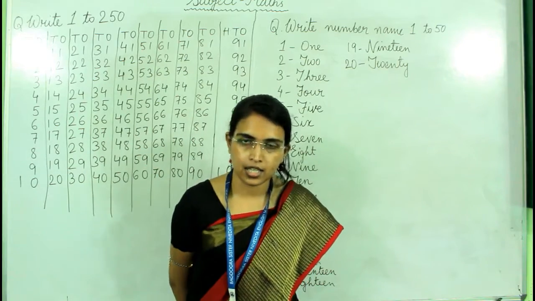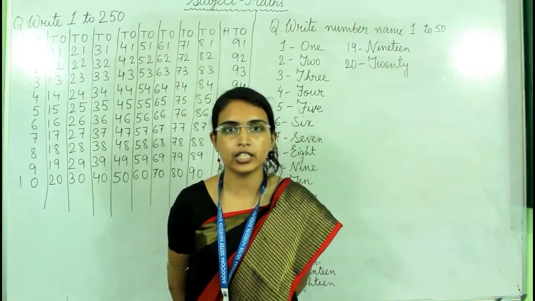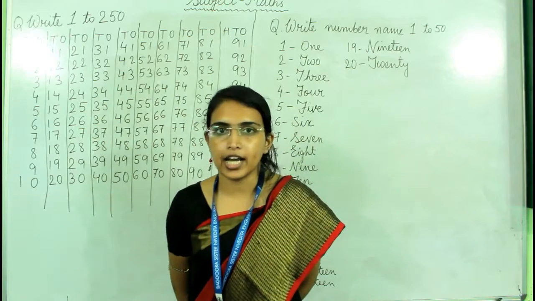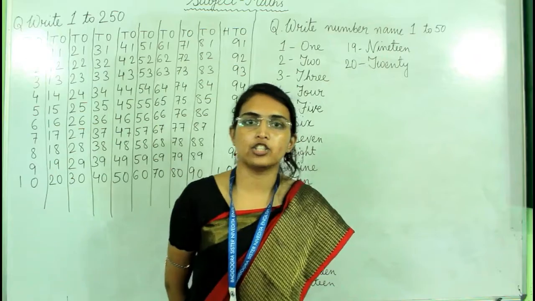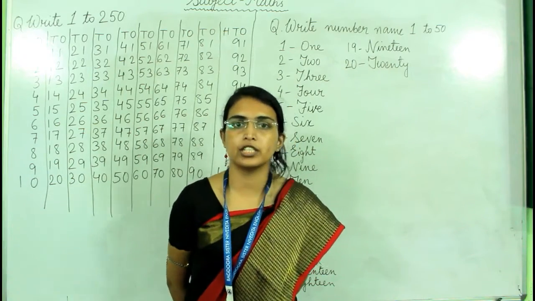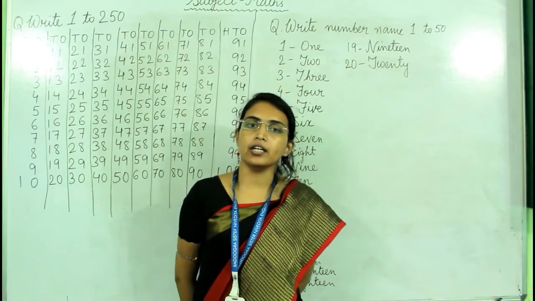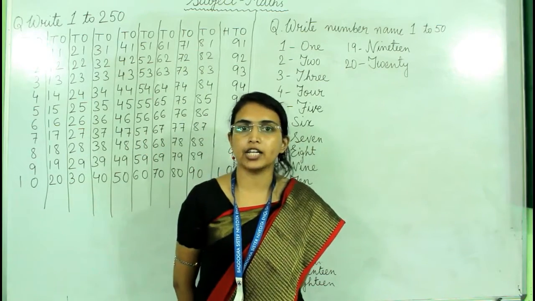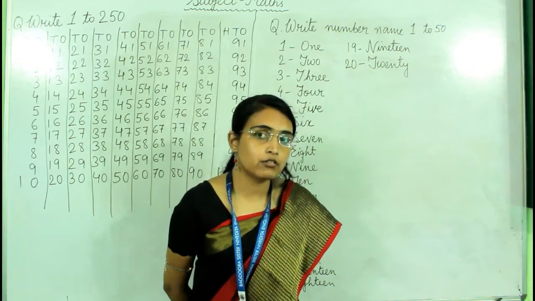Then 26, T-W-E-N-T-Y, 20, S-I-X, 6. Then 27, T-W-E-N-T-Y, 20, S-E-V-E-N, 7. And 28, T-W-E-N-T-Y, 20, E-I-G-H-T, 8, 28. Then 29, T-W-E-N-T-Y, 20, N-I-N-E, 29. 30, T-H-I-R-T-Y, 30. What is the spelling of 31?